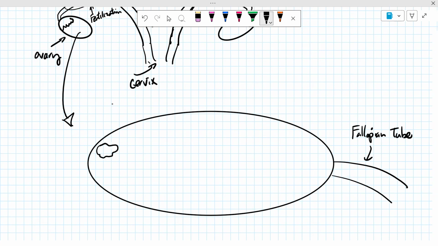So there is the follicle, which again is gonna mature into an egg.